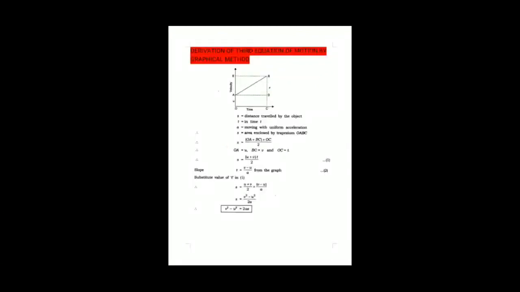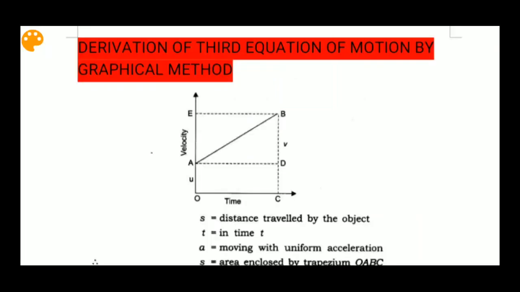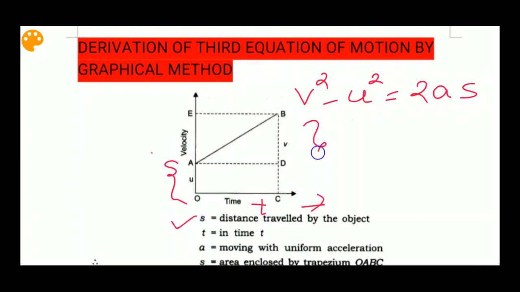Now we will learn to derive the third equation of motion by the graphical method. The third equation of motion is v square minus u square is equal to 2as. To derive this equation, we will consider an object which is moving with initial velocity u. After time t, it travels a distance s and its velocity becomes v.